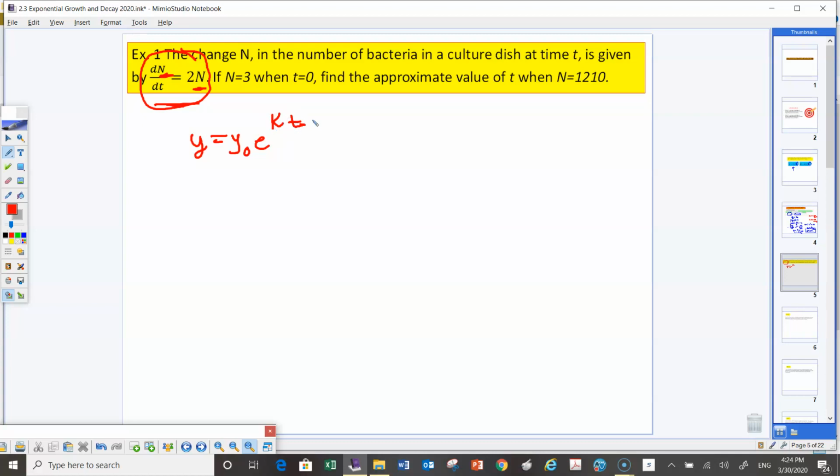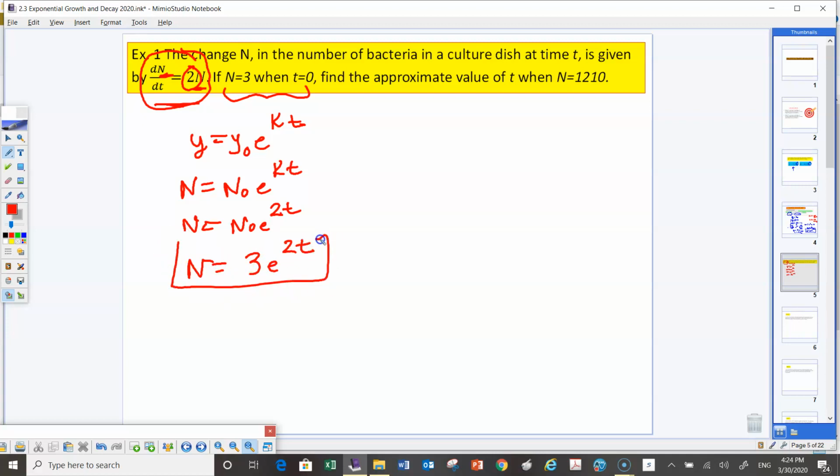Now, because we're talking about the number of cells n, they might change y into n, which really doesn't matter. It's just a change in variable. And this number 2 is k, so I know that my exponent now is 2t, and this guy right here tells me when time is 0, the number of cells is 3. That's really my initial number of cells. So my equation is n equals 3 e to the 2t. So this is the equation that I'm going to use for this problem.